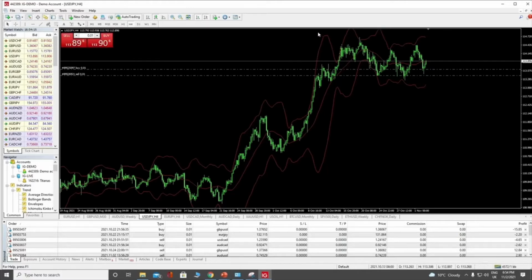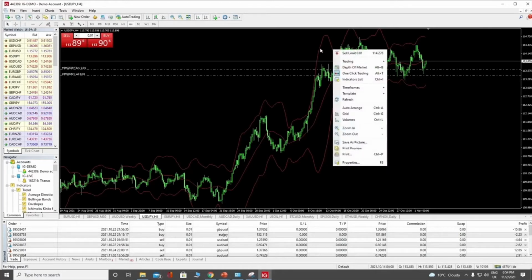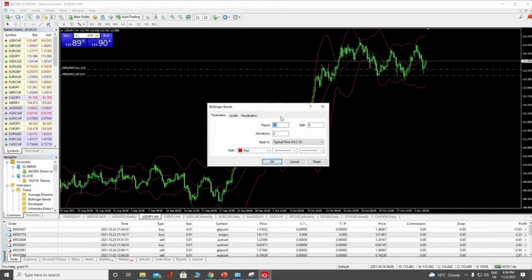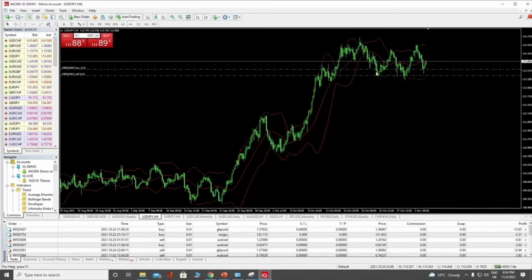I have already plot one here on the US yen. If you check here the properties, it's the standard period of 20. Now, the deviation is 3. Usually we are using 2. This is the deviation from our moving average, from our midline.